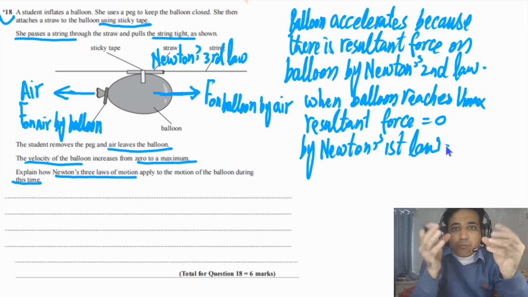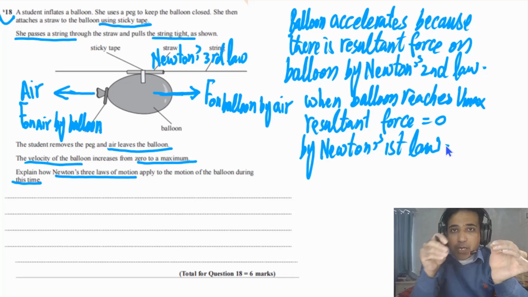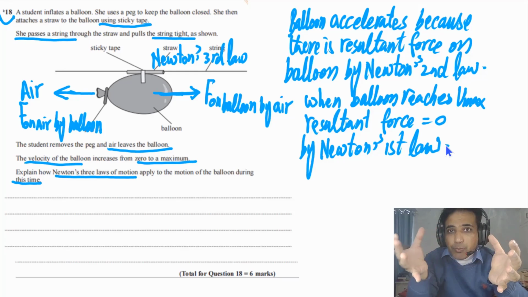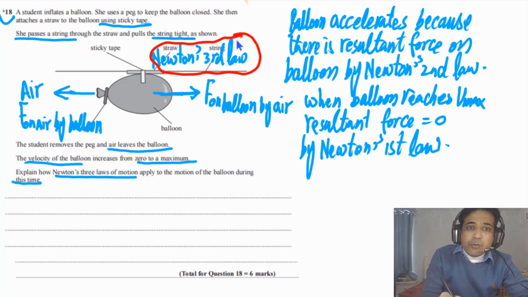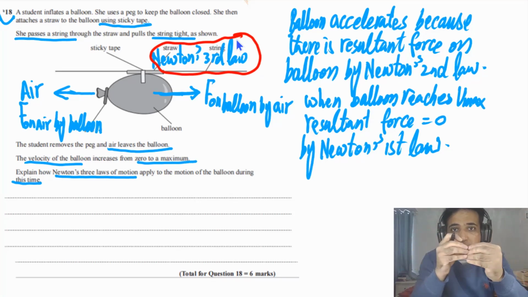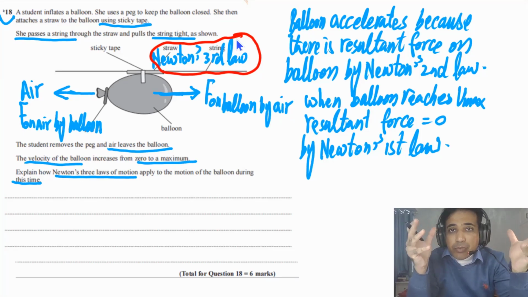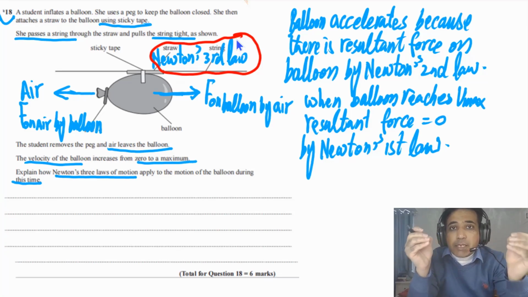So it's a systematic way. So first of all, we need to understand why balloon will move. When air is released from the balloon, there is force on the air by balloon. So by Newton's third law, there must be a reaction force on the balloon. So this is how you can include Newton's third law. Then we can think about why balloon accelerates. When something accelerates, there must be a resultant force. And acceleration and resultant force are explained by Newton's second law.